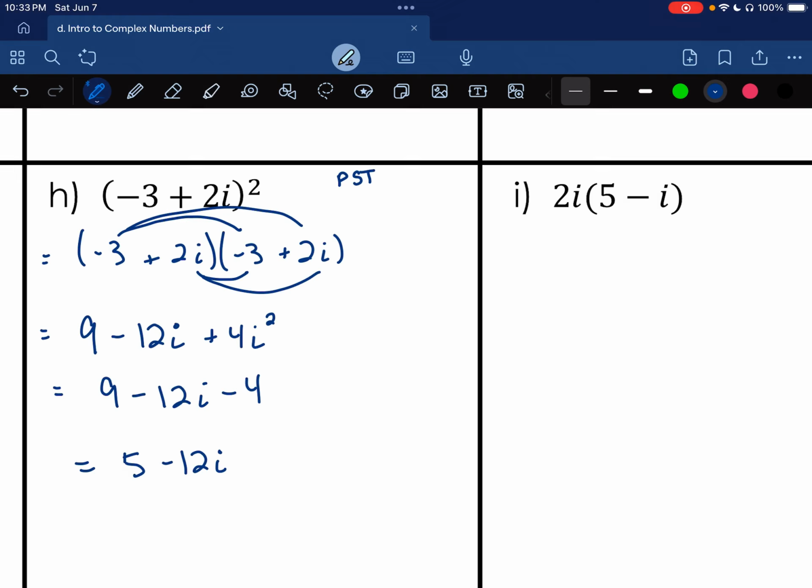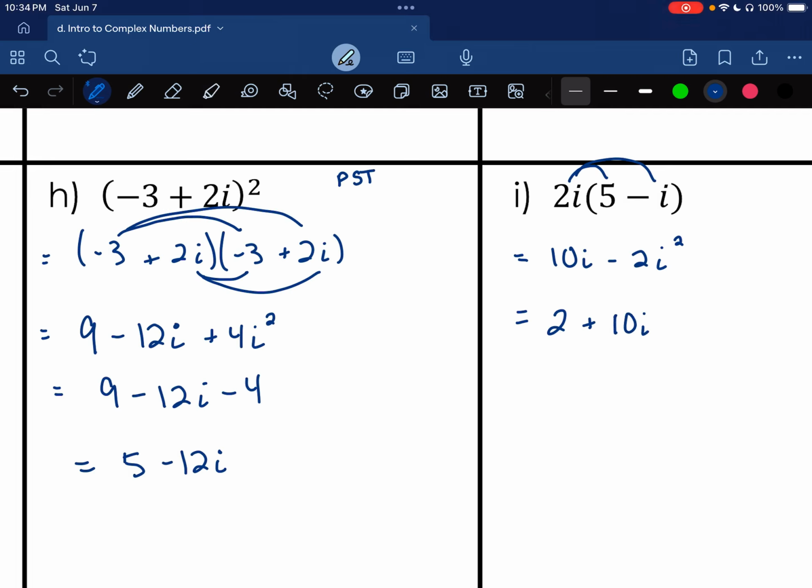And last but not least, we've got 2i. Gotta distribute it here. We'll have 10i. Oh, my i got a little gnarly there. 10i minus 2i squared, which will just become plus 2. So I'll have 2 plus 10i.